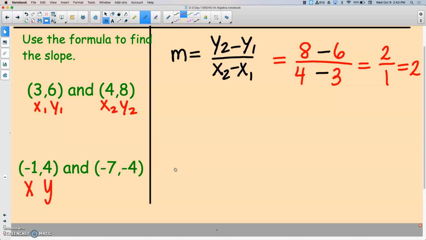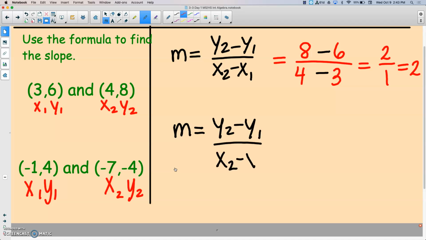Next one, XY, first ordered pair, XY, second ordered pair. Slope formula, the subtraction is always there because the rise would be the difference between Y coordinates, the run, the difference between X coordinates. So put my subtraction in. This time, y2 is negative 4 minus y1, positive 4. x2 negative 7, x1 negative 1.